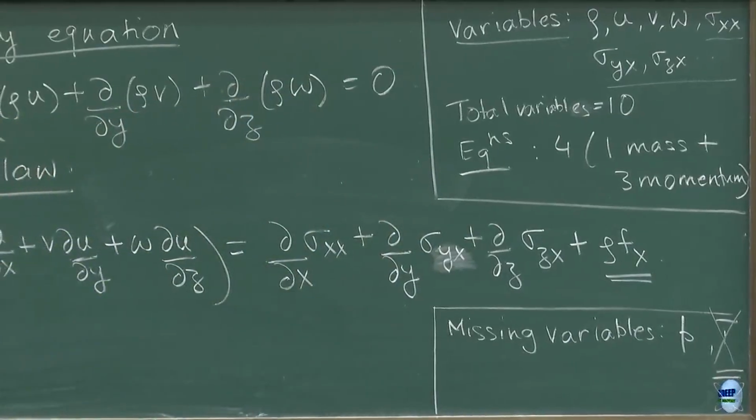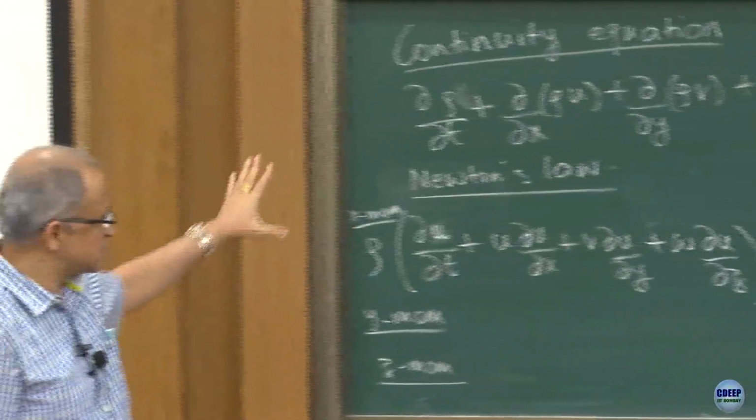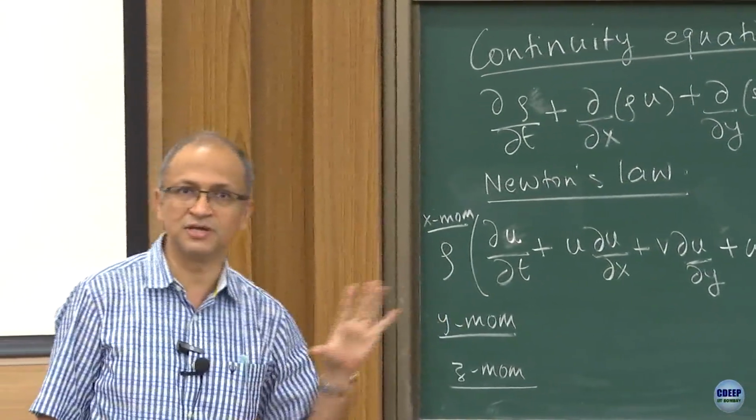Now let me ask you one question. Where in writing down these equations have we assumed whether we are working with air or water or blood or some other fluid? You can see that we have not appealed to what type of fluid we are working with. So that is what we now have to bring in, and when we bring it in, that will generate the missing equations.